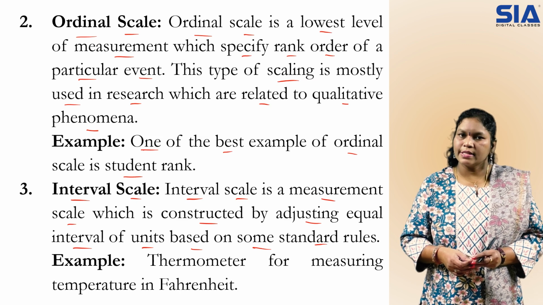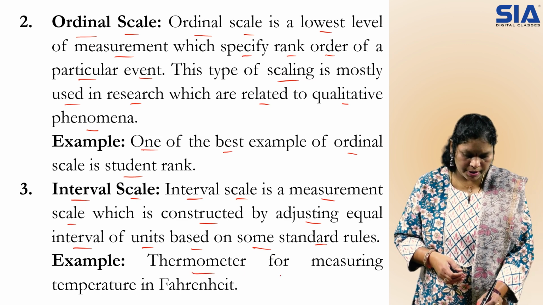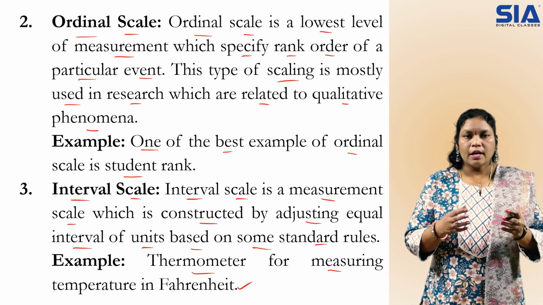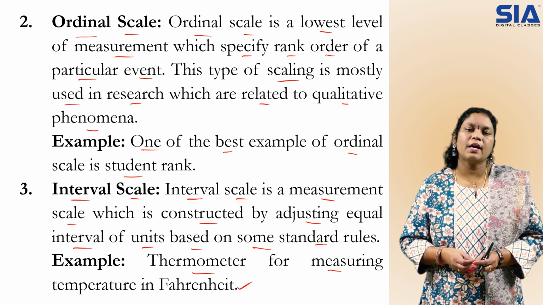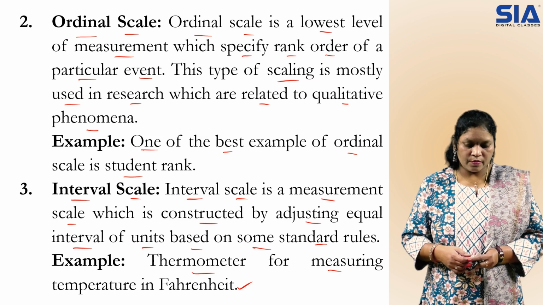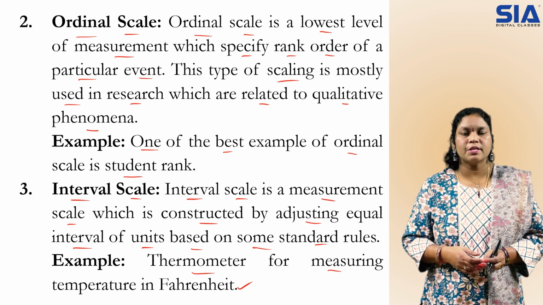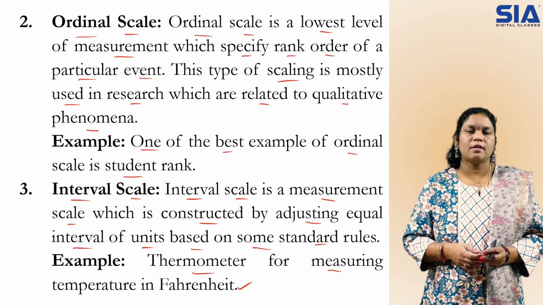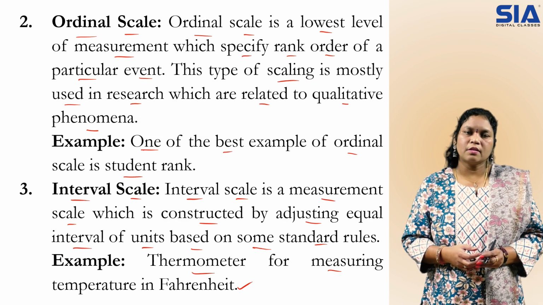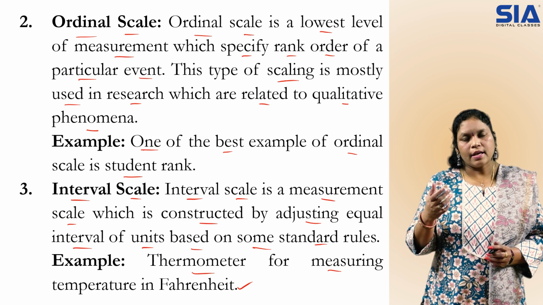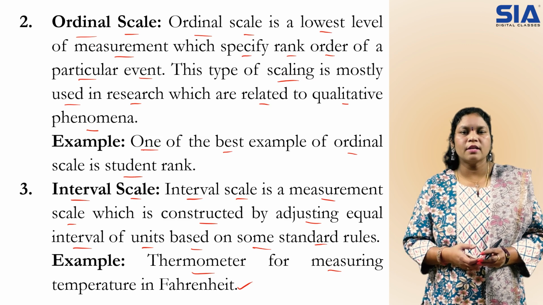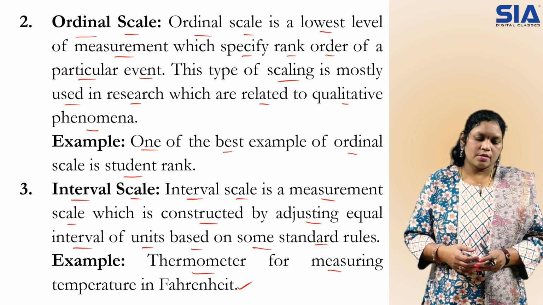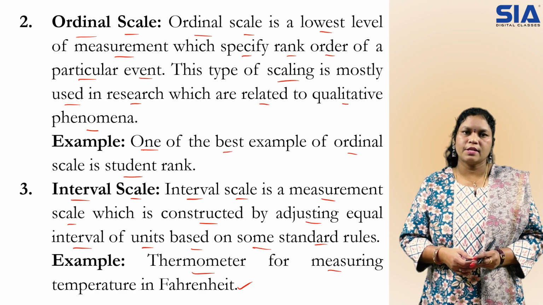Now let us check an example. Example: a thermometer for measuring temperature in Fahrenheit. Just now I said we have interval measurements. We use a thermometer to check the temperature, which is in Fahrenheit. For such data, like the temperatures of particular patients, we can sort the data using interval scale measurement. So this is your third type of measurement. Let us check one more.